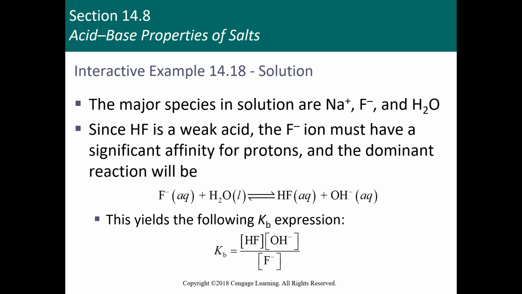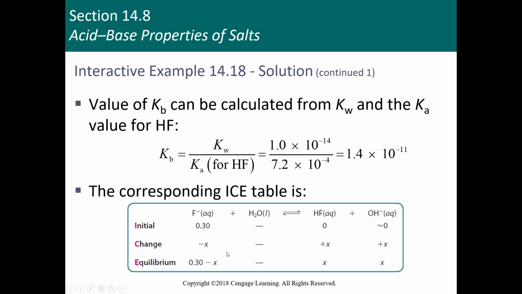So, now, our Kb here, we're going to have to figure that out from our Ka. And so we're going to take the Kw divided by the Ka we were given for HF, and that's going to give us our Kb right here.